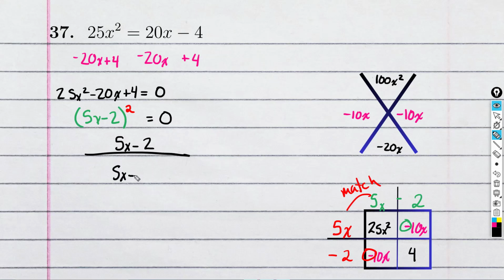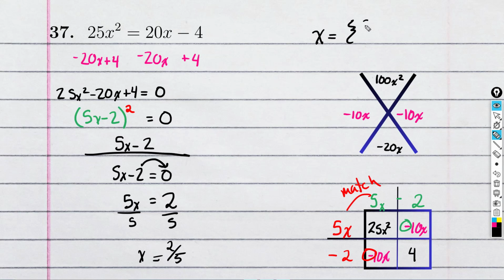So 5x minus 2 equals 0. First step is move that negative 2 to the right, so I'm making it a positive 2. So 5x equals 2. Divide by 5. X is equal to 2/5. And so x is equal to the set 2/5, and there's nothing else in that set, so that's it.